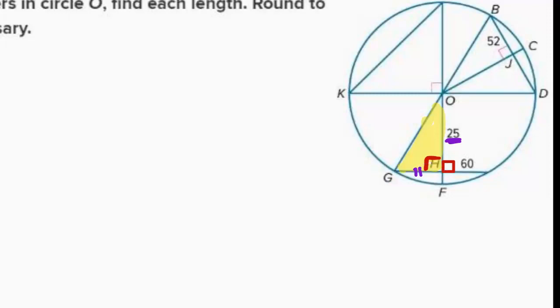60. Remember, when we have a diameter or a radius intersecting a chord at a right angle, it is bisecting it. So this would be 60. So how can I find the length of segment OG? Pythagorean theorem is absolutely correct.